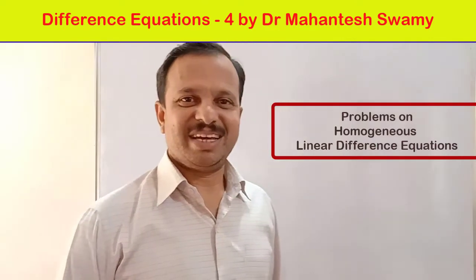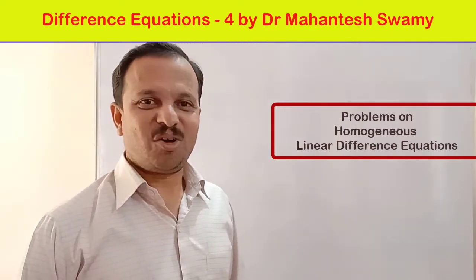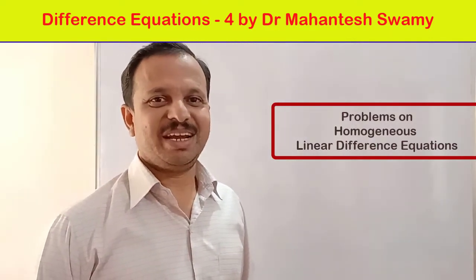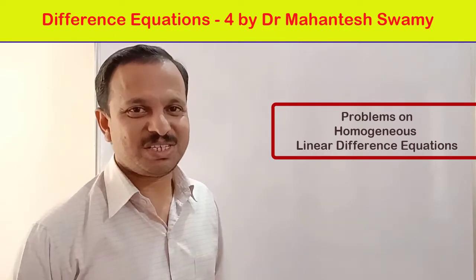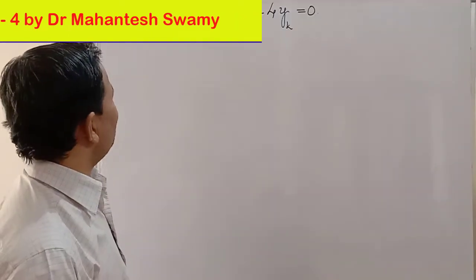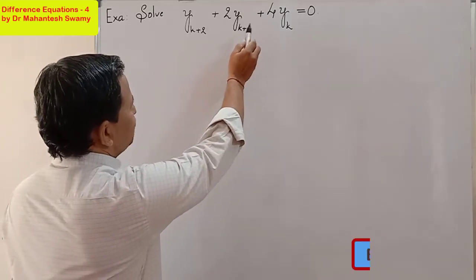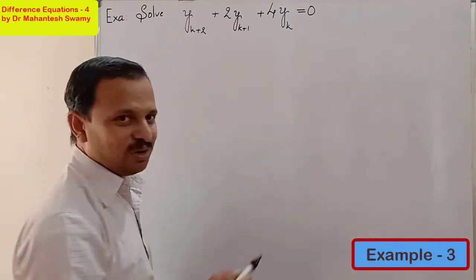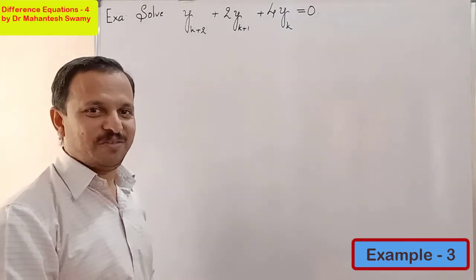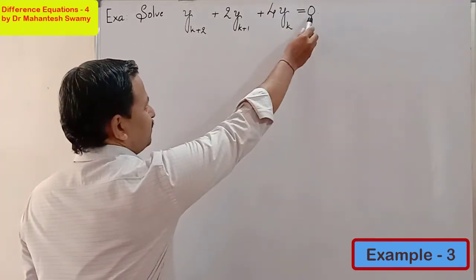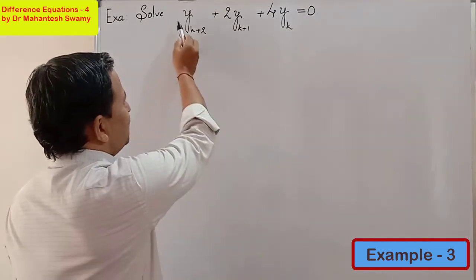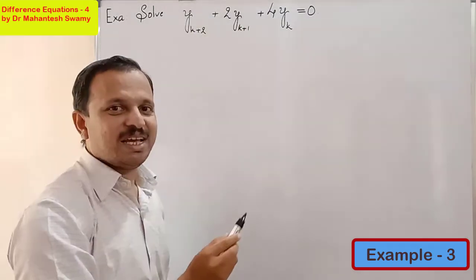Let us consider the third example on solving the second order homogeneous linear difference equation with constant coefficients. The question here is to solve the difference equation y_{k+2} + 2y_{k+1} + 4y_k = 0. Of course, it is a second order difference equation which is homogeneous because the right hand side is 0, and it is with constant coefficients and it is linear.